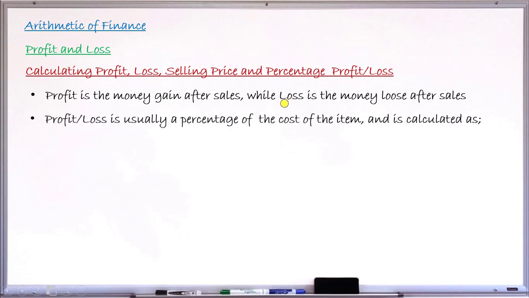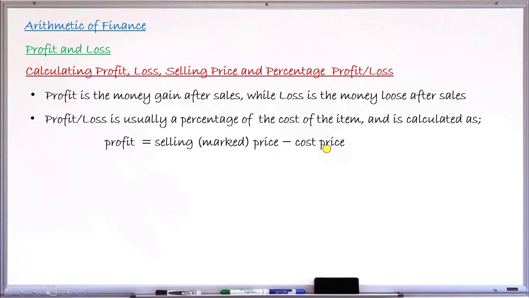And this profit or loss is usually a percentage of the cost of the item. That is how much the trader purchased that item for. That amount is what we refer to here as the cost of the item, and it's calculated using this simple formula. Profit equals the selling price, sometimes called the market price, minus the cost of the item.